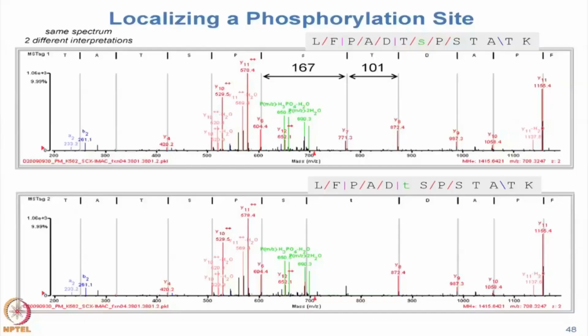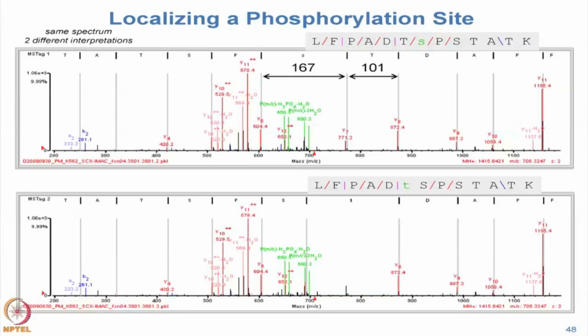Now let's talk a little bit about localizing post-translational modifications. All right, so what I've got here is an MS-MS spectrum of a phosphopeptide. This is not 2 spectra, this is 1 spectrum. It's just labeled 2 different ways. Okay? You can see it's the same peptide sequence.